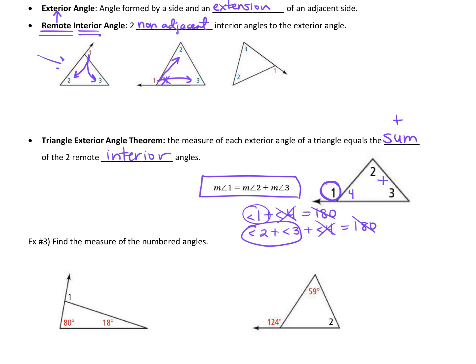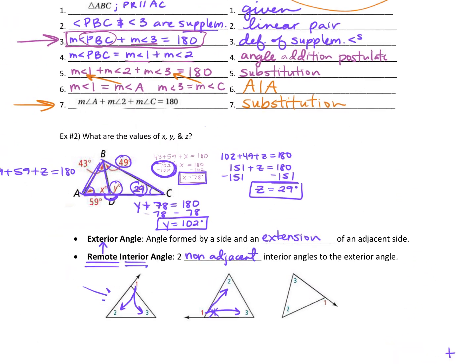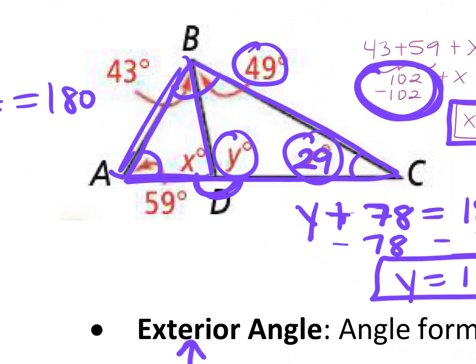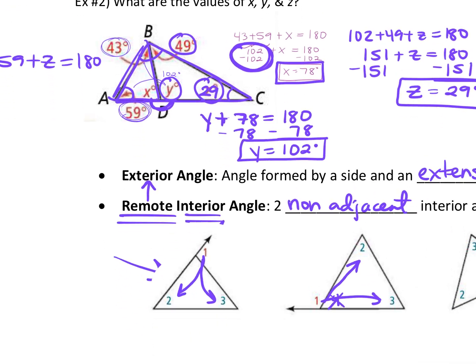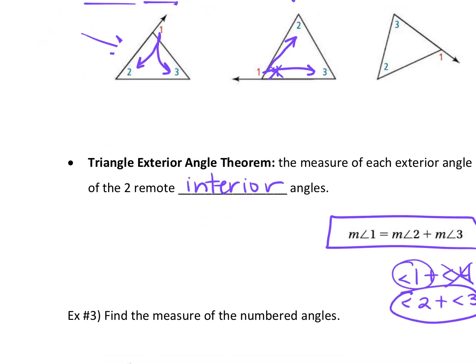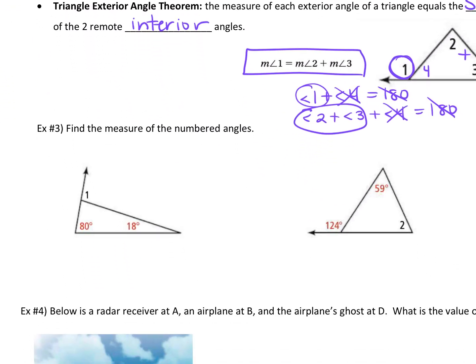Okay? So I'm going to take you back up to the top real fast and just show you that. We said 43 and 59, right? Those are the remote interiors for my angle y. If we add those together, we get 102, which is what we found for our angle y. So you're adding the remote interiors to get your exterior.